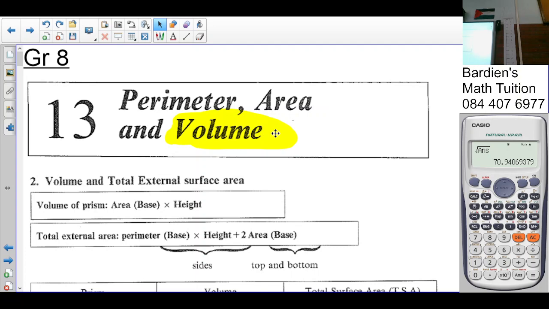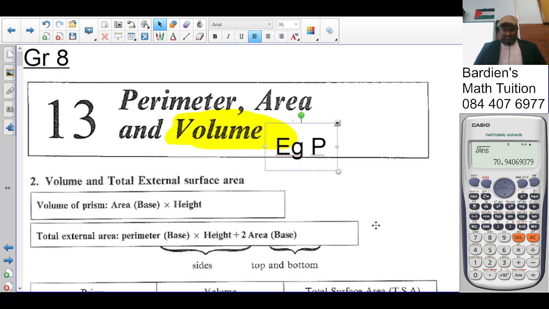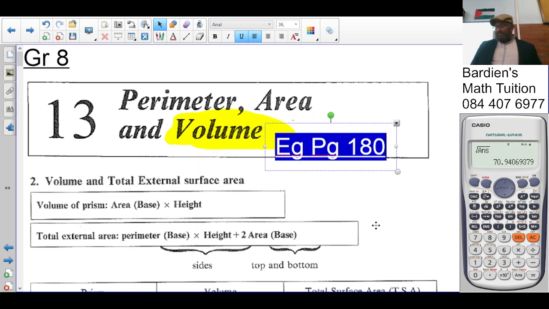You guys understand? This is on page, so the textbook, it's on page 179. No, 180. Yes. These examples on page 180.